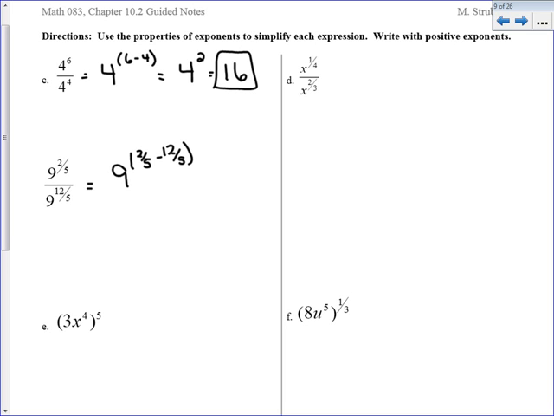Am I ready to subtract these? Yeah, they have a common denominator, so I subtract the numerators. So I'm looking at negative 10 fifths. What do you think I might do next? Yeah, simplify that fraction. Negative 10 fifths. I can simplify this fraction a little bit more. It actually divides out evenly. So I get 9 to the negative second power.